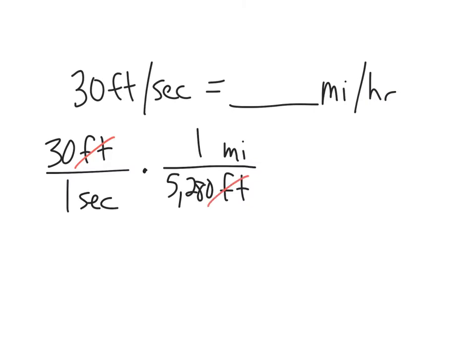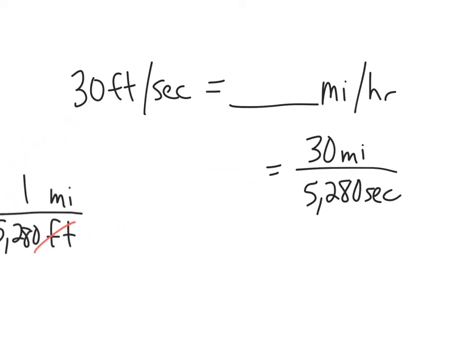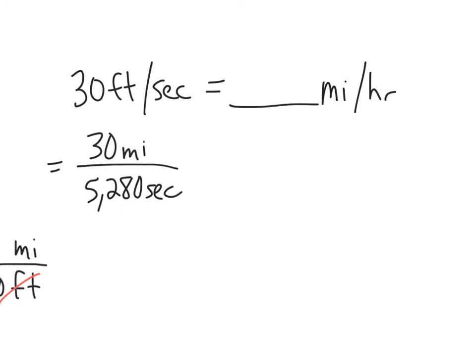And it's up to you. If you want to go ahead and do your other conversions right away, you can. If not, you can just go ahead and get this figured out. So this would be 30 miles over 5,280 seconds. Usually I'll just go ahead and leave that alone for the time being. So we have miles per second, we want miles per hour. So we need to change the seconds. To get rid of the seconds, we need to put it in the opposite part of the fraction. So this would be in the numerator this time.